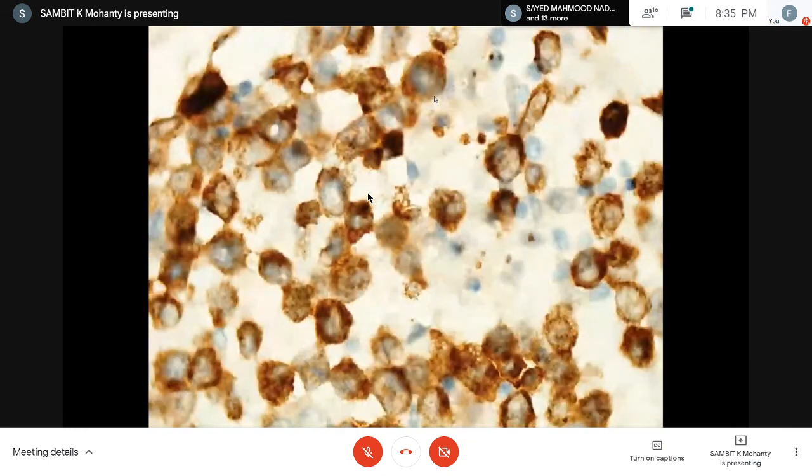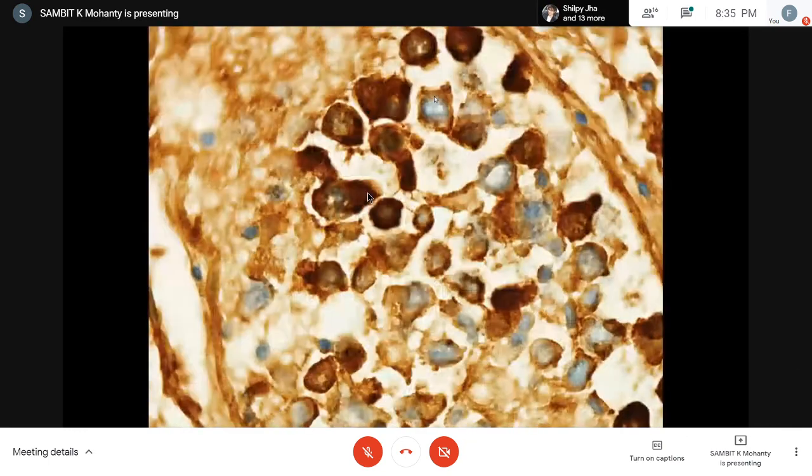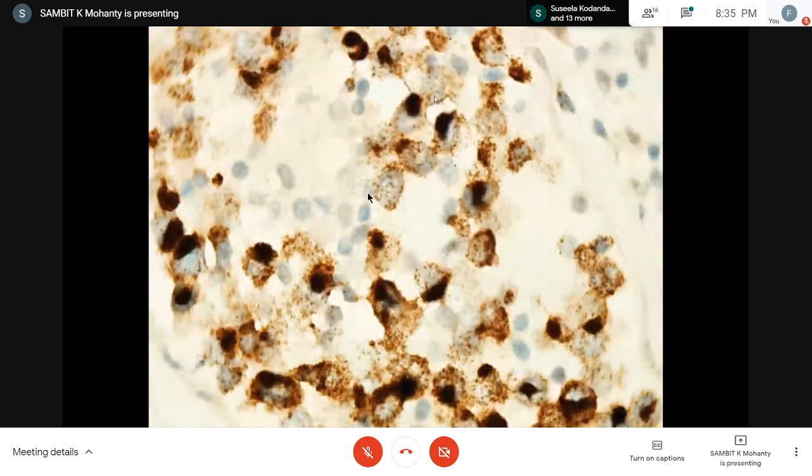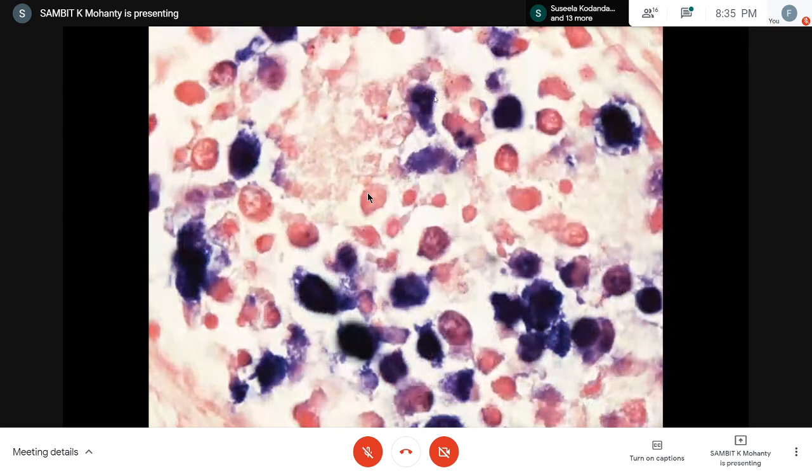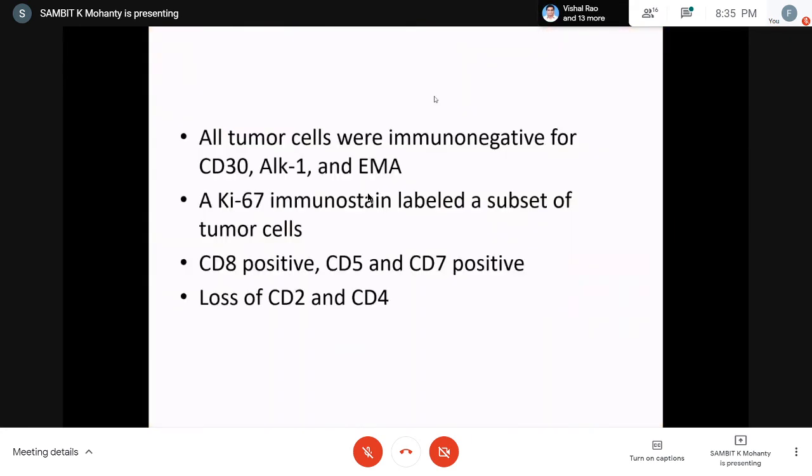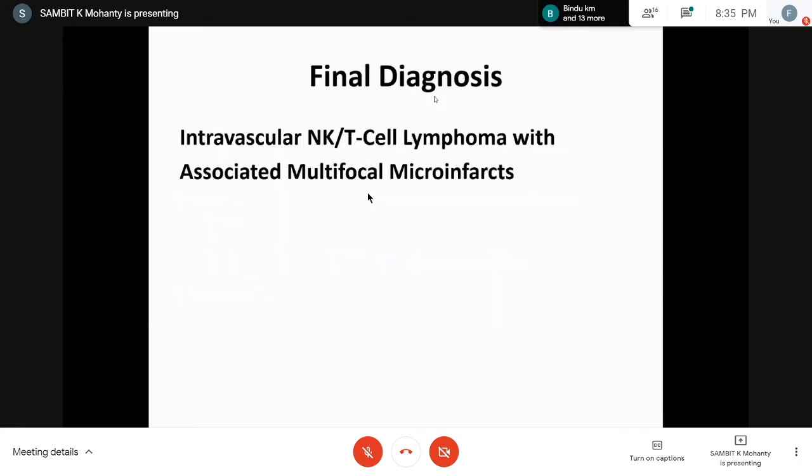CD20 negative, CD3 positive. These are positive for granzyme B, and this is TIA. This is EBER, and negative for CD30, ALK1 and EMA. CD8 positive, CD5 and CD7 positive with loss of CD2 and CD4. Ki-67 labeled those cells, and CD56 was positive. CD56 was positive, CD57 was negative. So it's an intravascular NK/T-cell lymphoma with associated multifocal microinfarcts.